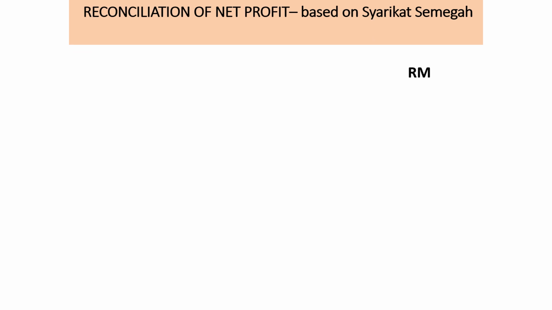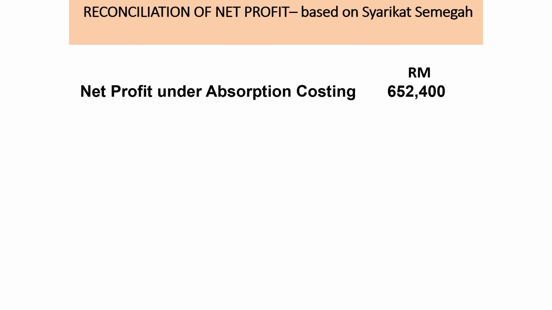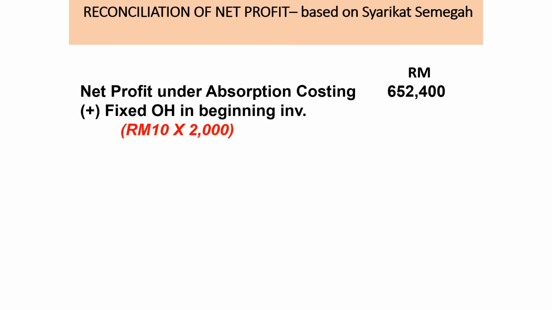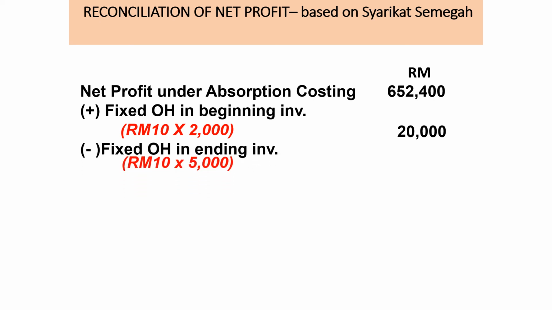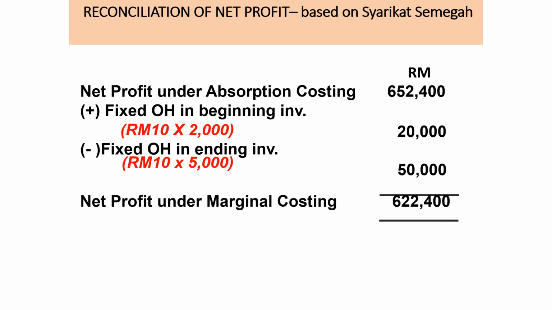Reconciliation of net profit for Syarikat Semegah. Net profit under absorption costing 652,400, plus fixed overhead in the beginning inventory, where the fixed overhead cost per unit is RM10 times beginning inventory of 2,000 units, so 20,000, less fixed overhead in ending inventory RM10 times 5,000, so the total will be 15,000, and the balance of 622,400 is equivalent to the net profit under marginal costing.